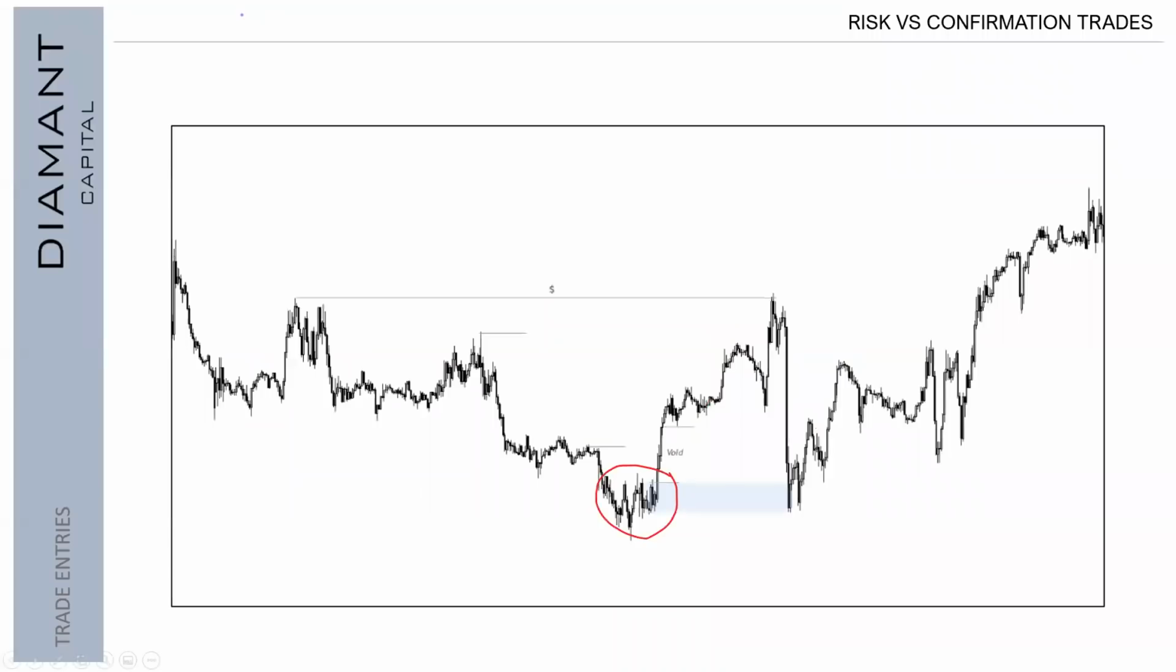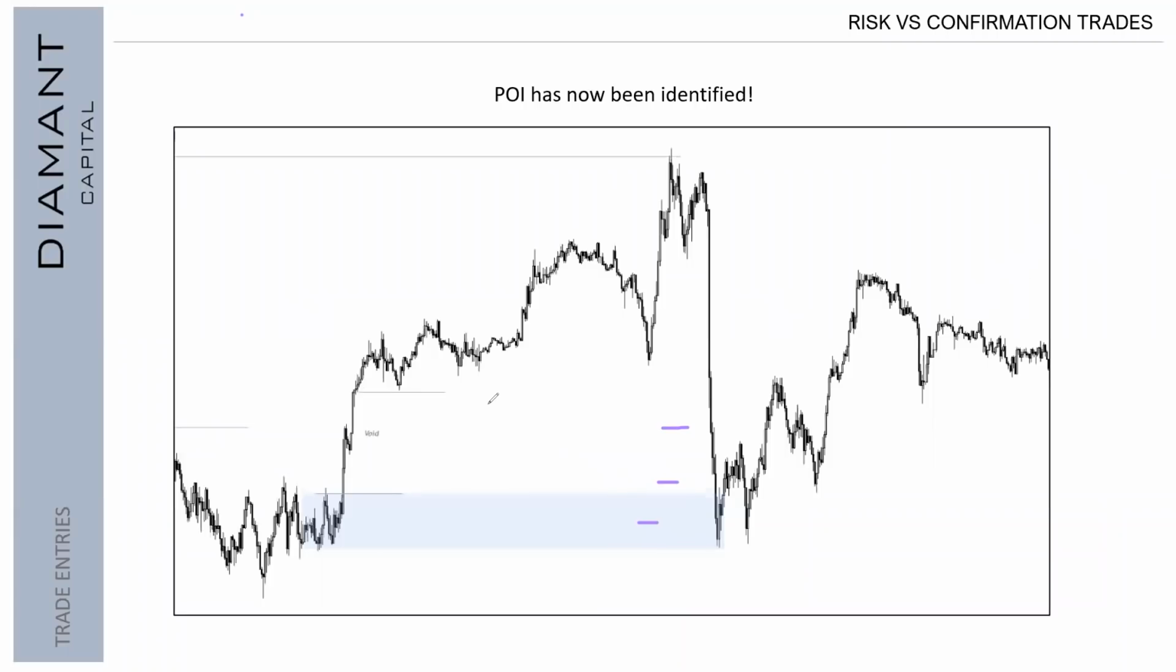So what would be our potential point of interest? Well, for me personally, I'm going to be waiting for this liquidity void to be filled, and then the only unmitigated area right here. Stop loss could be somewhere below that. Let's look at it in more depth.